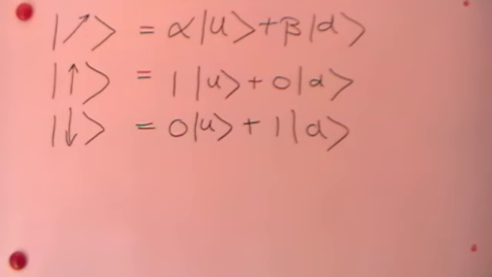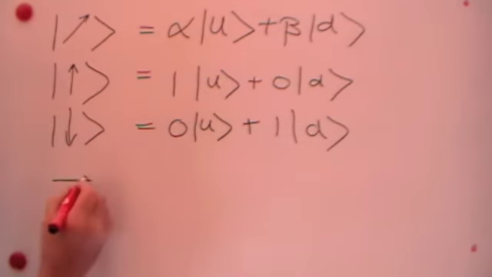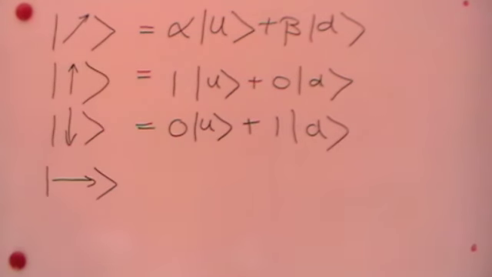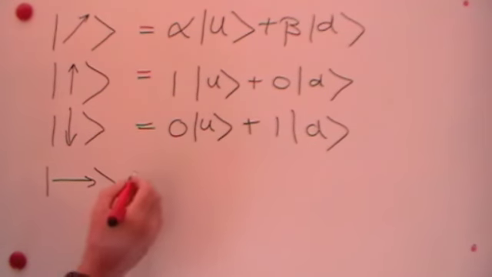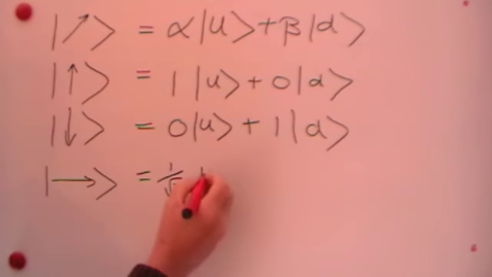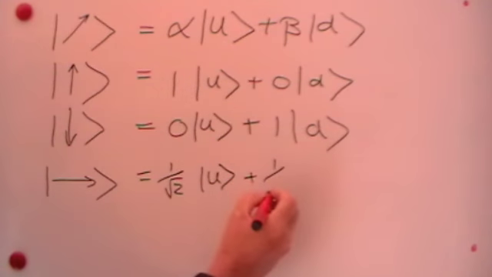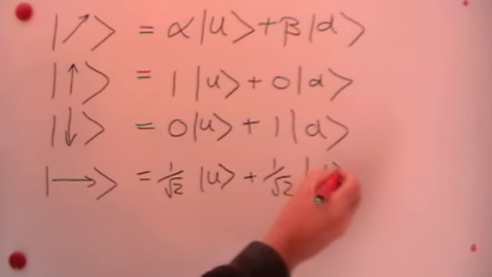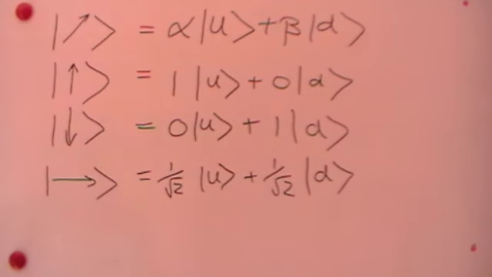We also found that if we prepared the electron along the x-axis, there was a 50% chance of getting an up and a 50% chance of getting a down. And if you remember, it's 1 over root 2 up and 1 over root 2 down. Why is it 1 over root 2? Because you have to square these terms to get the probability. So the probability is going to be 1 over root 2 squared, which is a half, which is 50%. And the probability of getting a down is also going to be 1 over root 2 squared, which is a half, which is 50%.